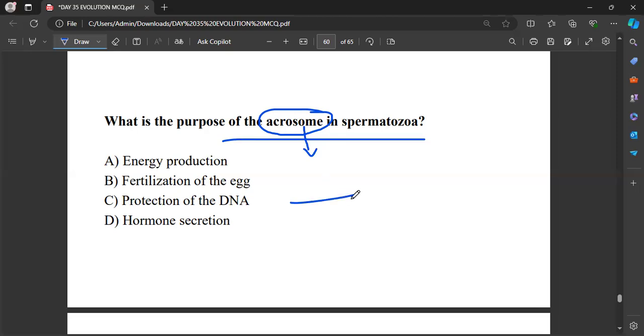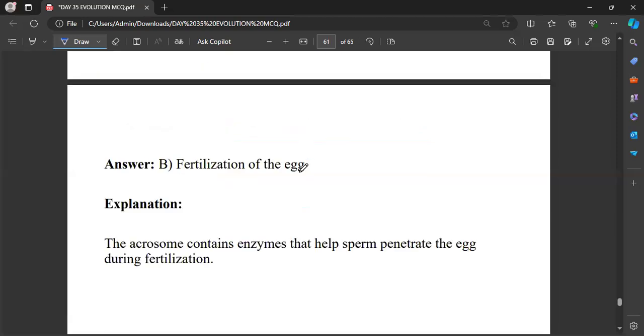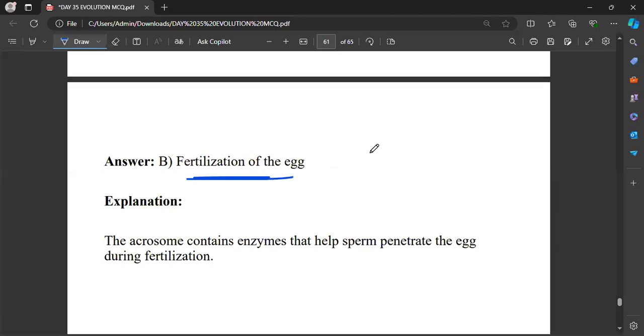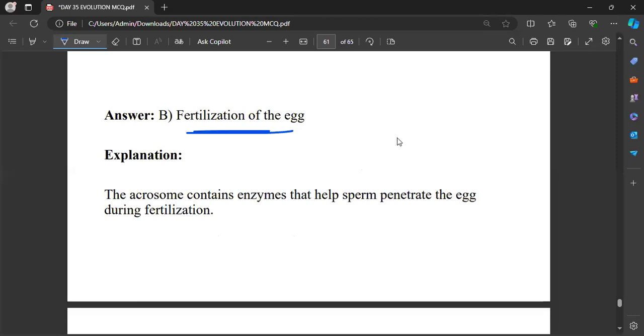What is the one particular enzyme that breaks down the structure of the ovum when the sperm reaches it? Very good, hyaluronidase enzyme. The purpose of having the acrosome is fertilizing the egg, because it has to break the outer layer and release the enzymes. The enzyme present inside the acrosome helps the sperm penetrate into the egg by breaking it down, because of the enzyme called hyaluronidase.